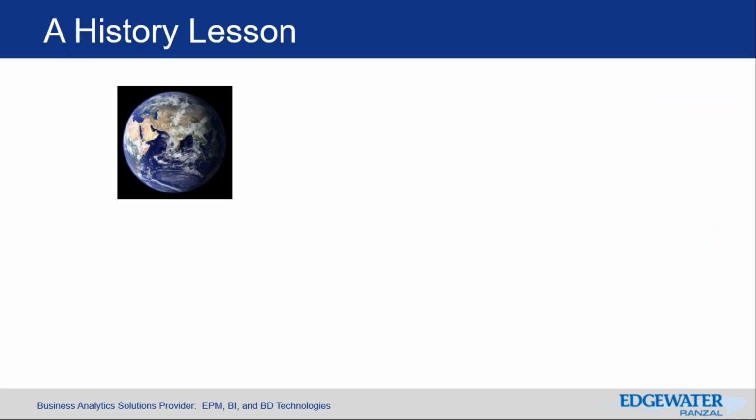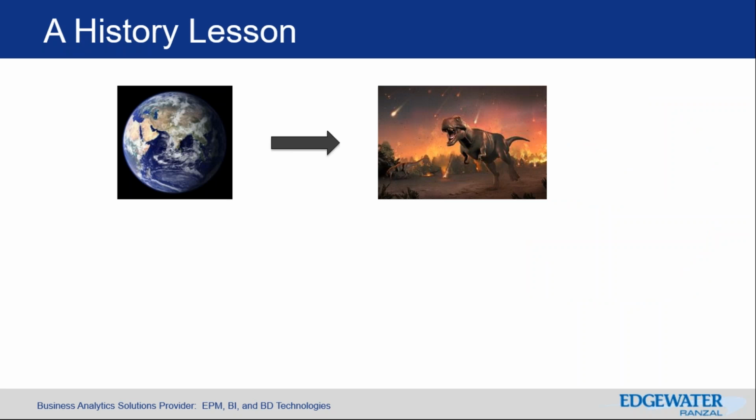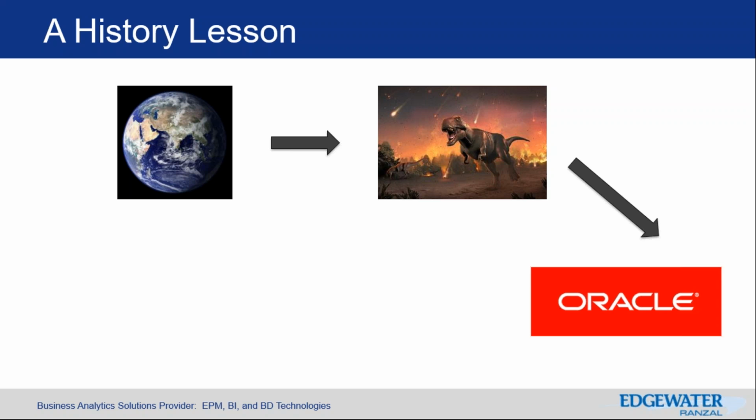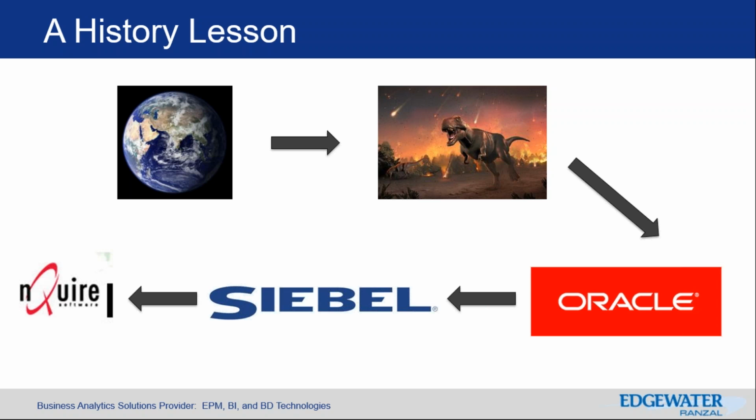First, the universe came into existence, and then the dinosaurs disappeared, and then Oracle decided to buy a company called Siebel, which in turn had purchased another company a few years before called Inquire Software. Inquire had developed an analytics tool, which Siebel was very much interested in bringing into its own suite of offerings, and that tool became what was known for several years as Siebel Analytics.